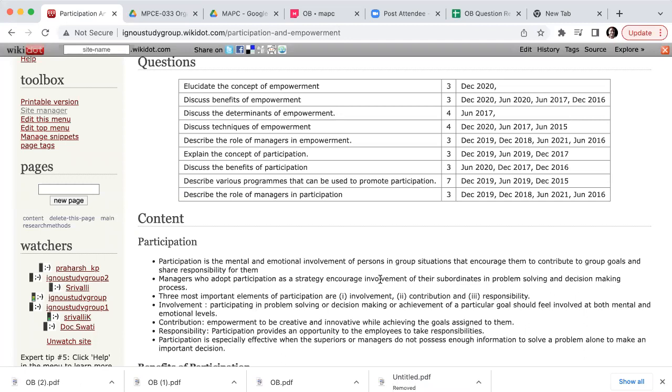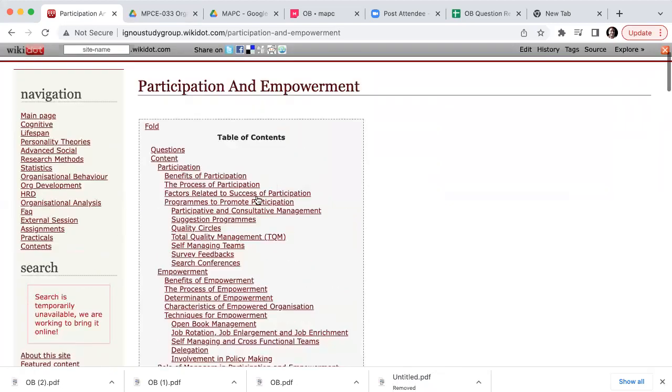Now, the way questions would come here: we have a number of questions, so this is one of the important units. How is it organized? We are going to learn what participation is, then understand the benefits of participation, the factors, the process, how you are going to increase participation, the success factors in it, and if you have to promote participation, what kind of things you could do. The same you will do for empowerment as well.